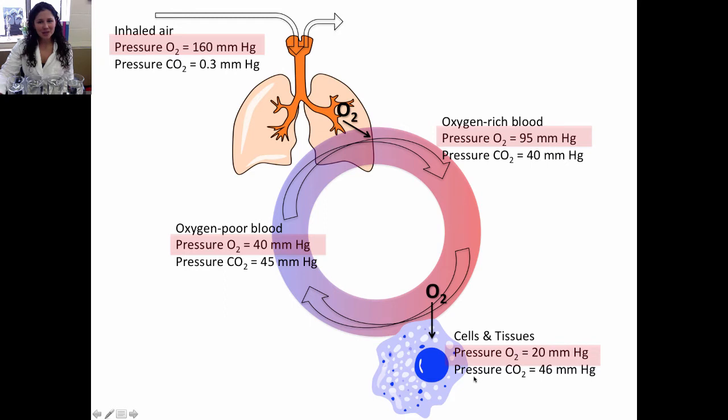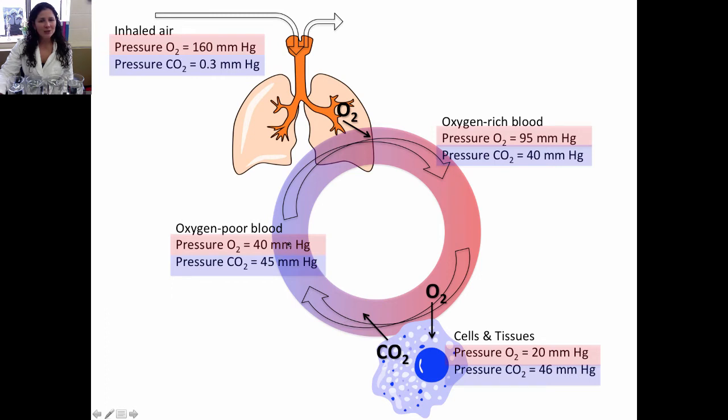Now let's focus on the carbon dioxide. Let's start here. Notice that the pressure of carbon dioxide, which is being produced by cells as a byproduct of metabolism, is 46 millimeters of mercury. This is slightly higher than the pressure of carbon dioxide in the oxygen-rich blood. So what will happen there? The carbon dioxide in the blood is low, and in the cells is high. It will move from the high pressure to the low pressure. This will increase the pressure of carbon dioxide in the blood from 40 to around 45 millimeters of mercury.